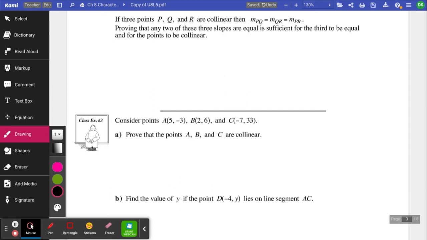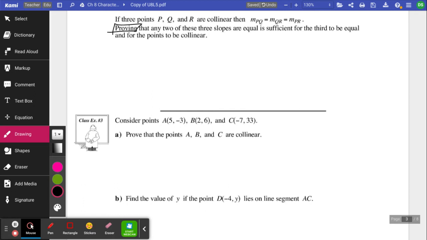Now here's the point you have to know right here. Proving that any 2 of these slopes are equal is sufficient for the third to be equal and for the points to be collinear. You just have to pick 2 and prove that they're the same. You don't have to do all 3.